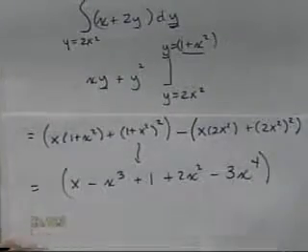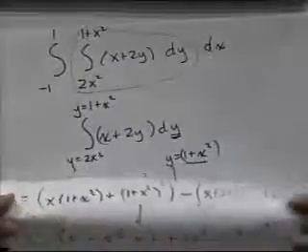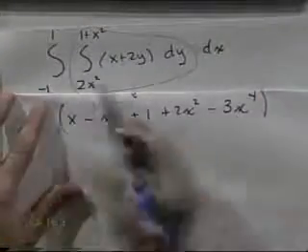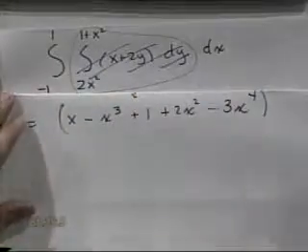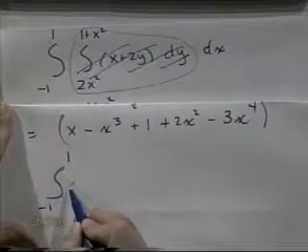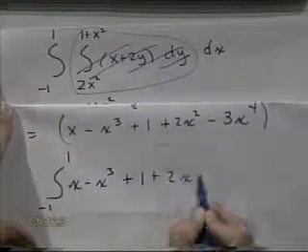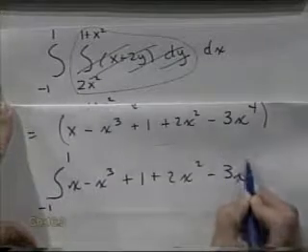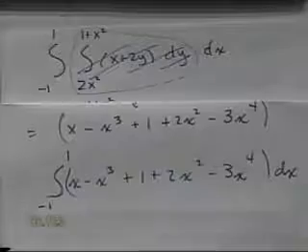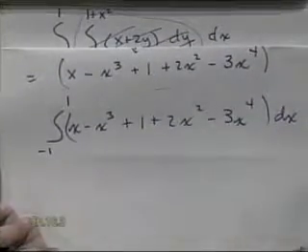That's part 1. So we take part 1 and we say this is going in for this. So now we have to do the integral from -1 to 1 of x minus x cubed plus 1 plus 2x squared minus 3x to the fourth dx. Okay, and to do that, you're going to be integrating with respect to x. This is a Calc 1 problem.